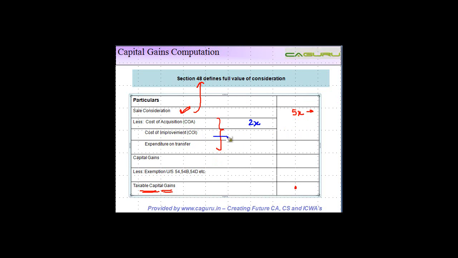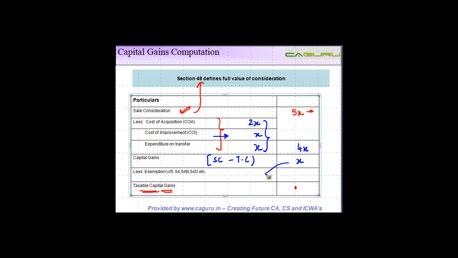The cost of improvement. Let's say in our example, if we purchase land but find that it is uneven, to get it evened out before we can sell it, we incurred a cost of X. So that is also reduced from here. Expenditure on transfer, let's say this is again X. So the total cost that I incurred, which is in this blue section, is 4X. 5X is the sale consideration, 4X is my cost. So X is my capital gain. Capital gain is sale consideration minus total cost.